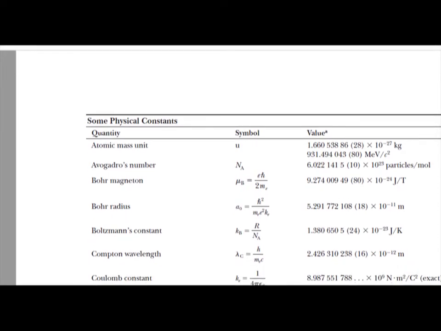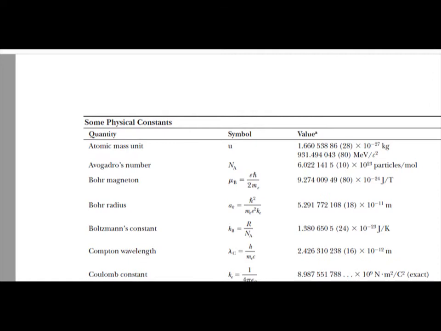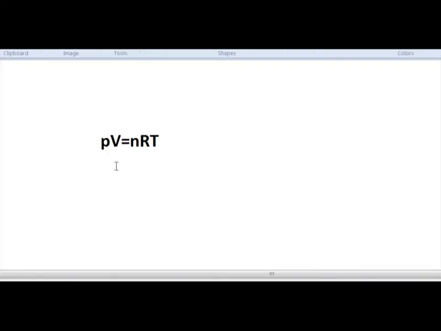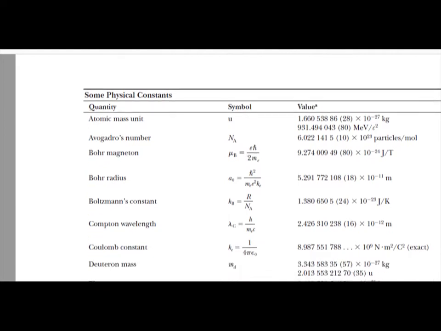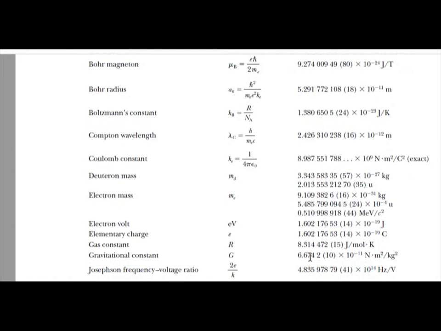Okay, so in our equation, ideal gas equation, PV is equal to nRT, please bear in mind that this R is known as the ideal gas constant. There it is, the gas constant, and it has a value of 8.31 joules per mole per Kelvin.